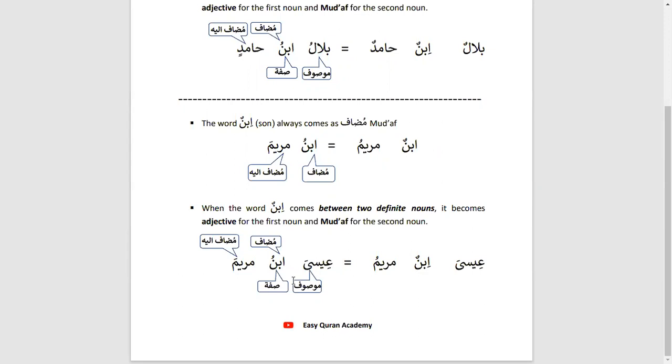And if we want to say Muhammad sallallahu alaihi wasallam, son of Abdullah, how will I say? Muhammad ibn Abdullah. Muhammad ibn, and then Abdullah, because Abd and Allah, that is also mudaf ilayh, so it becomes Muhammad ibn Abdullah.